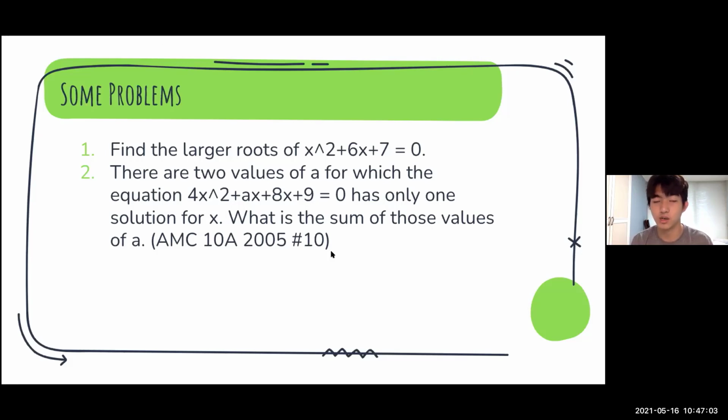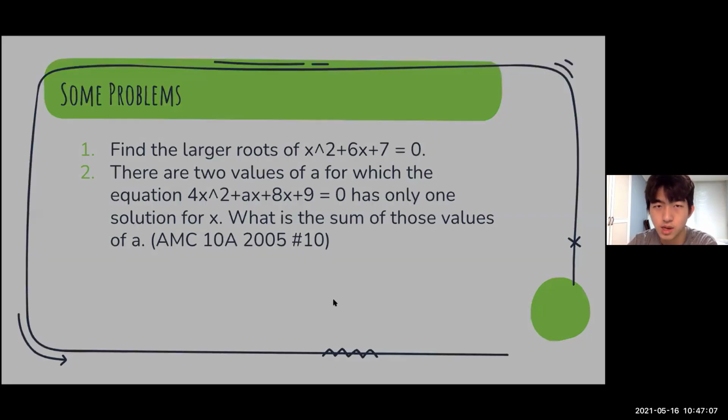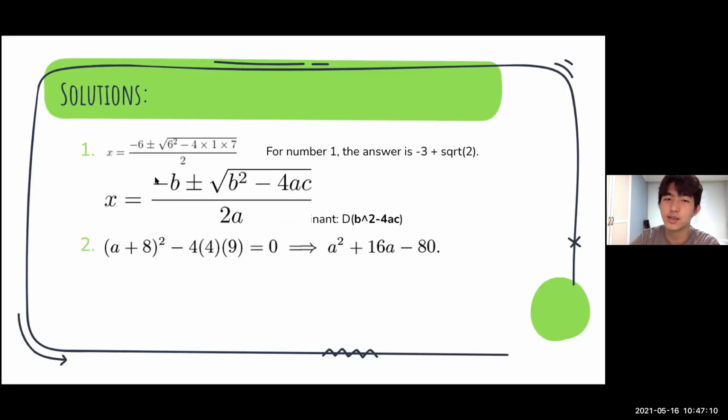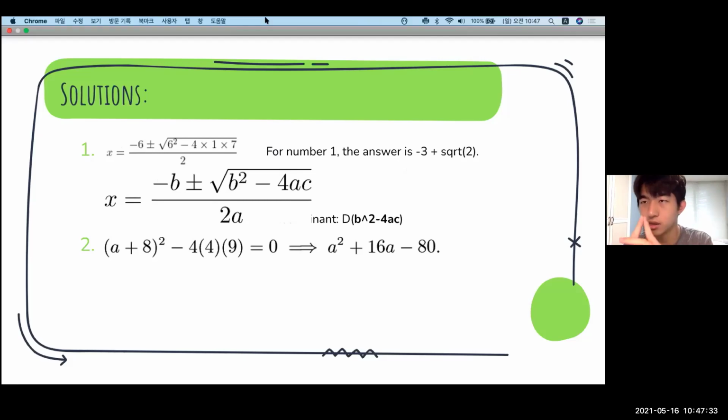I'll give quick, brief solutions to both of these problems. The first question is very simple. If we just use the quadratic formula, the answer for number 1 is minus 3 plus square root of 2. For number 2, what I used is called the discriminant, which is this part, b squared minus 4ac. This is used to determine how many roots there could be.